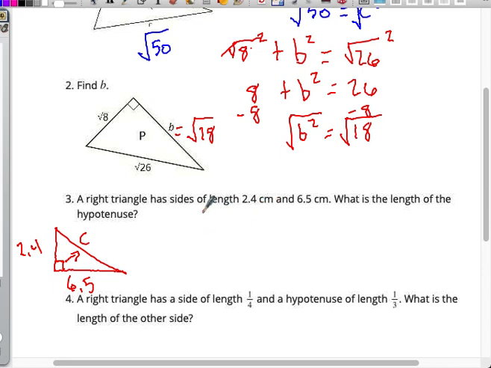Okay, so 2.4 squared plus 6.5 squared equals C squared. And then, guys, I don't know if you know this or not, but calculators are awesome tools. I suggest that you use them.